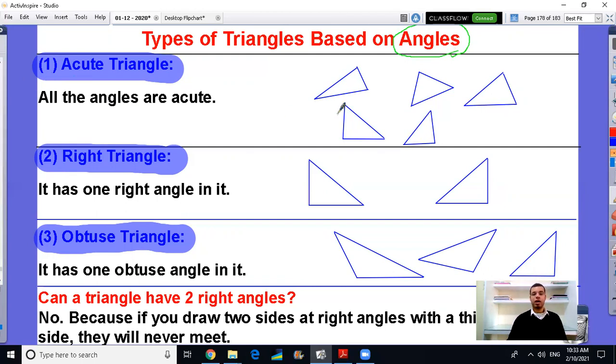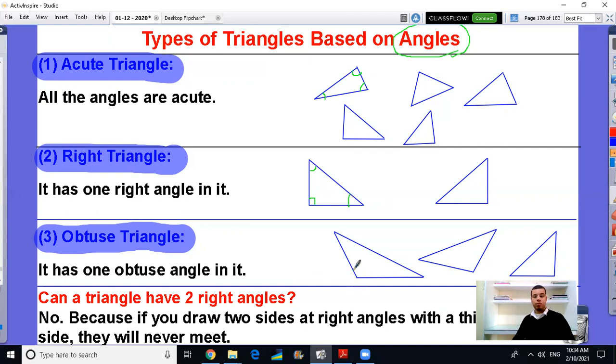So in an acute triangle, all the angles are acute. All the angles literally are acute. No right angles at all, and no obtuse angles at all in an acute triangle. So what about the right triangle? Mister, it has acute angles here also. Why don't we call it an acute triangle? Because it has one right angle. So if it has only one right angle, then it is called a right triangle.